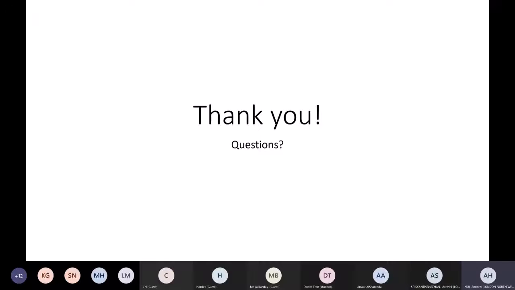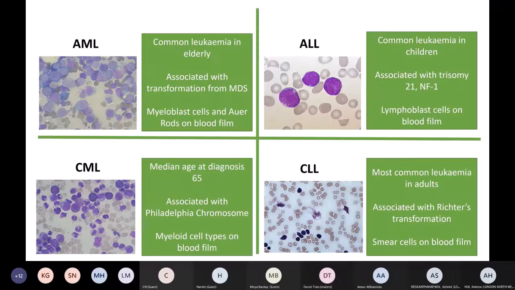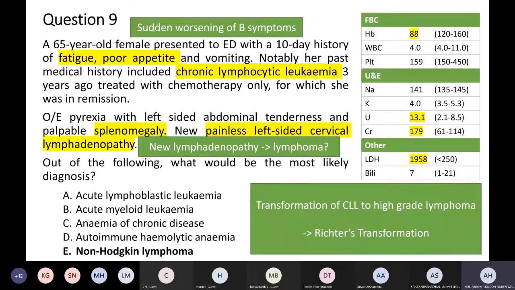Okay, please explain the blood results in question 9. Let's have a look. Let's quickly get back. Right, okay.